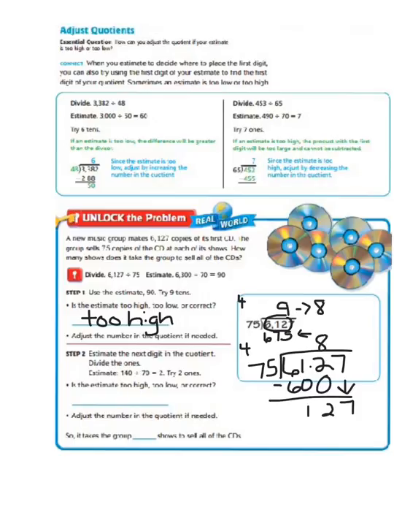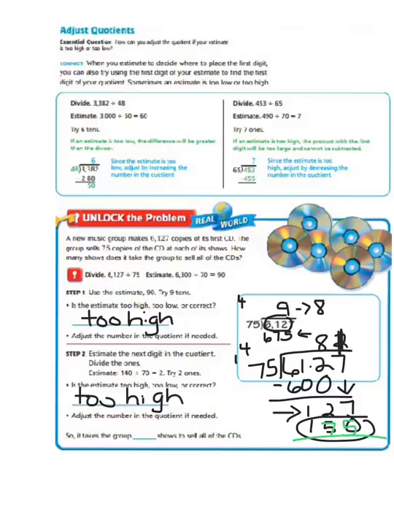So let's try the 2. 2 times 5 is 10, carry our 1. 2 times 7 is 14, plus 1 is 15. Again, we see that 150 is greater than our 127, so our estimate is too high. So we would have to adjust the number. Instead of 2, we would have to use a 1. And 1 times 75 equals 75.